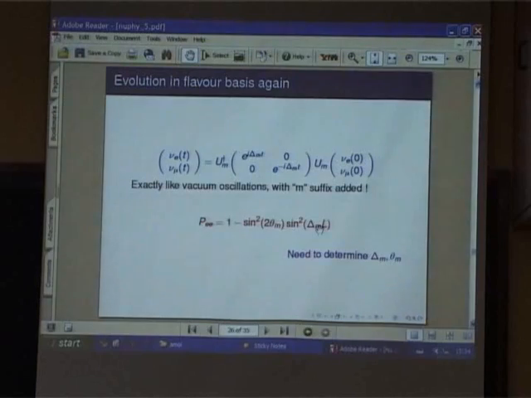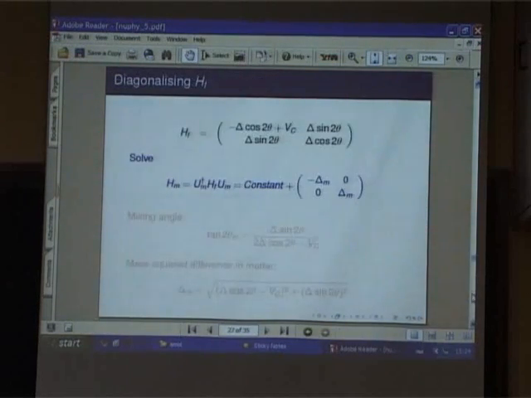So the constant matter density problem is basically the same as the vacuum problem, except for this change of theta. All we need to find now is what this theta is, how to calculate this theta. Right? So how do you find this theta?